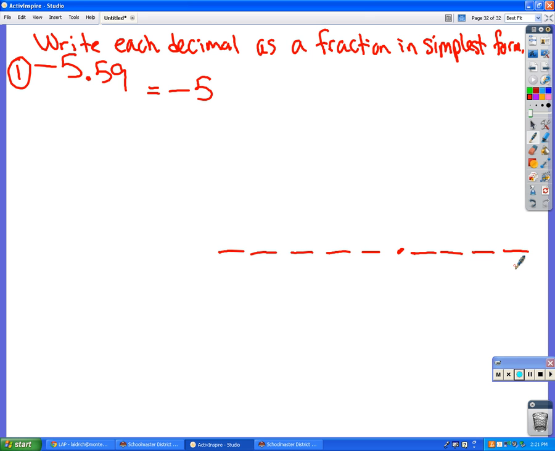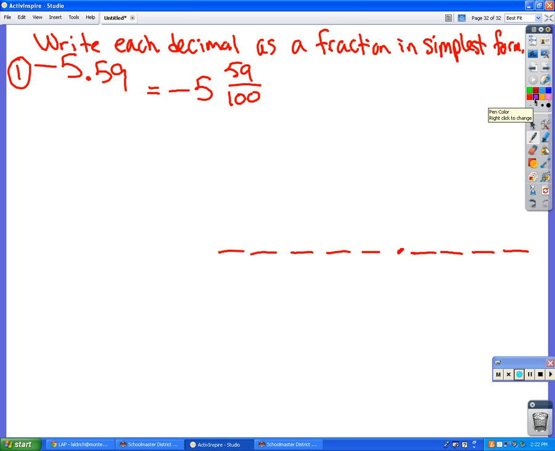So how many decimal numbers do I have after the decimal here? 2. So I'm going to go 59 over 1 with 2 zeros, okay? So that's my first starting point. Now that I have 0.59 written as 59 over 100, is there anything that you can think of that goes into 59 and 100 evenly? No. So that's it. That's in simplest form. We are done with that one.